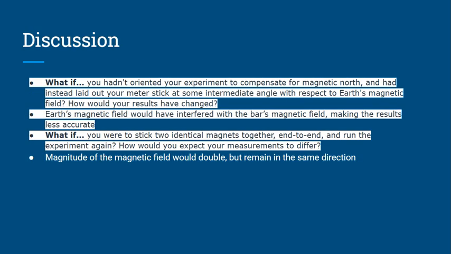Now for some discussion, we have a what if question. What if you haven't oriented your experiment to compensate for magnetic north? This would have changed our results because the Earth's magnetic field would have interfered with the bar's magnetic field, making the results less accurate. And what if we were to stick two identical magnets together end to end? That would basically double the magnetic field of the magnet, but it would remain in the same direction.